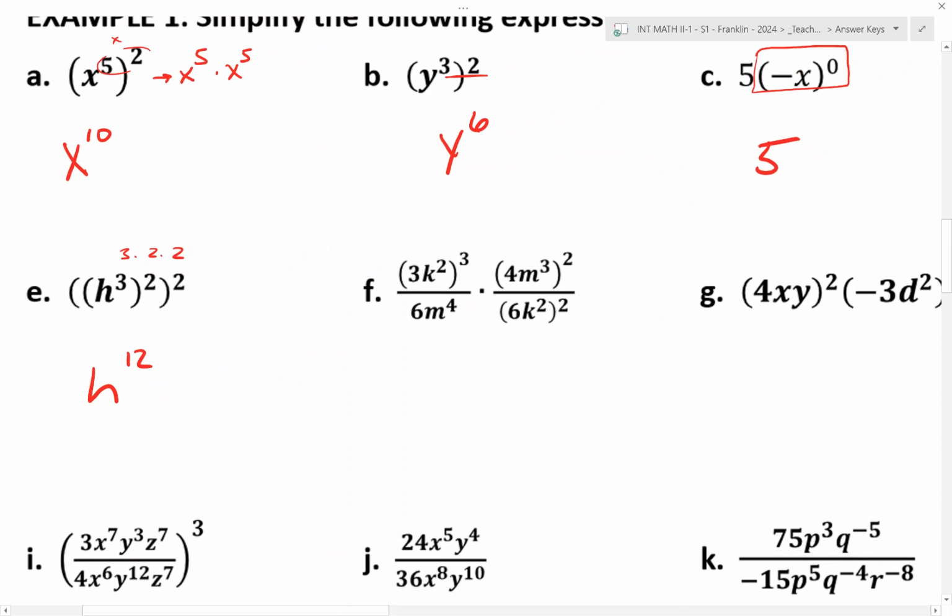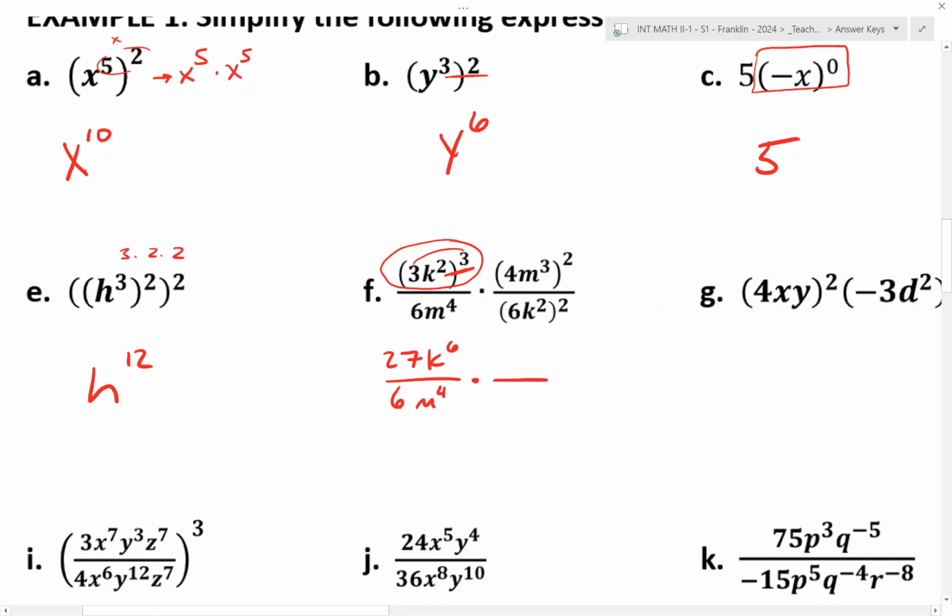Example F, a lot going on in this problem. Very easy to look at this and be overwhelmed. I would recommend you just start simple. Start with something that you see that you know how to simplify. For example, this first parentheses, 3 to the 3rd power, that's 27. 3 times 3 times 3, be careful, it's not 9. 3 times 3 is 9, 9 times 3 is 27. These, however, we can multiply 2 times 3, that is 6. Still over 6m to the 4th, and we're going to multiply by the stuff over here.